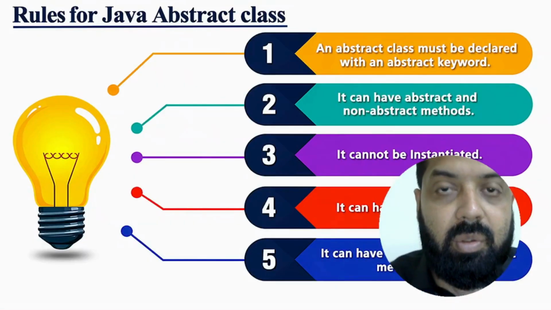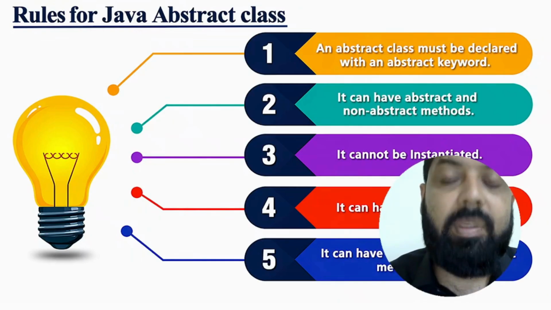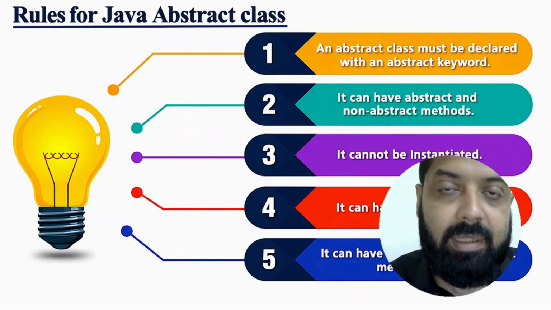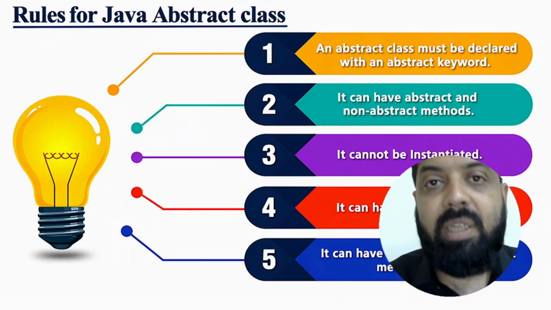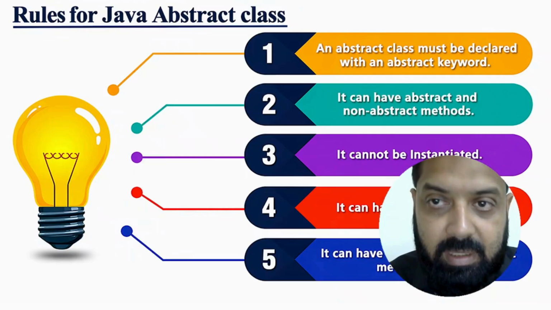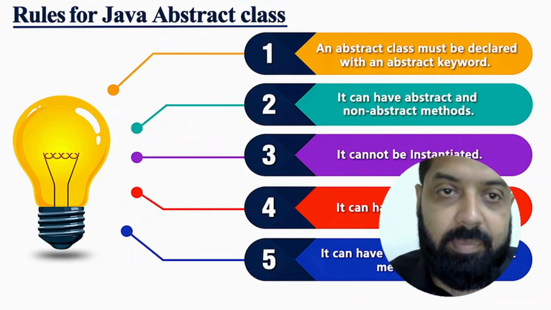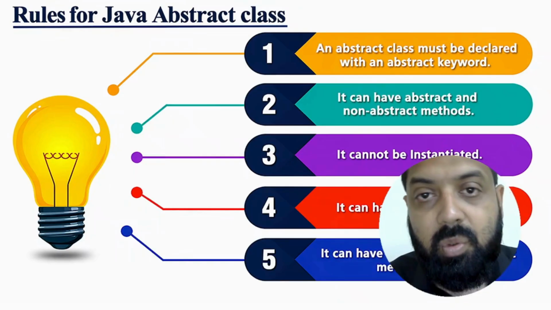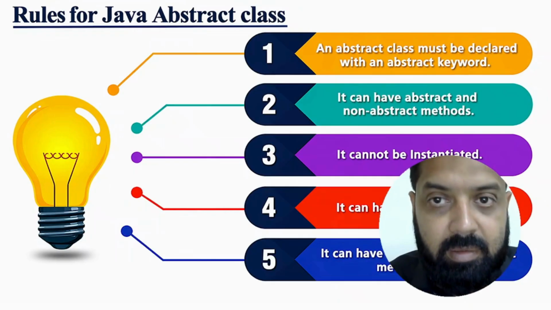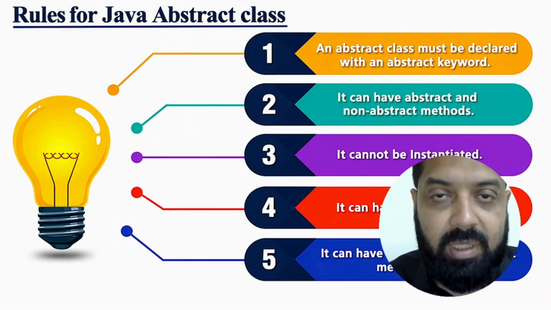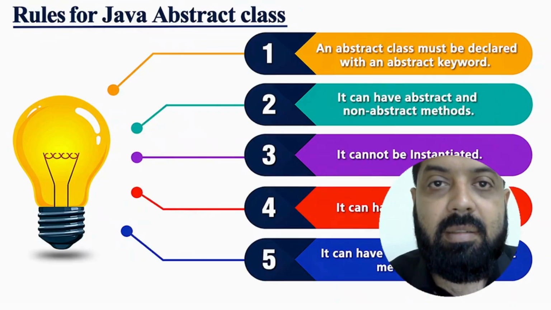Okay, so there are some rules for abstract classes that we need to remember before implementing them in our Eclipse IDE. First rule is that an abstract class must be declared with the abstract keyword. So rule number one is that if you want to perform data hiding, or achieve abstraction in your code, then the first thing is to make that class abstract.